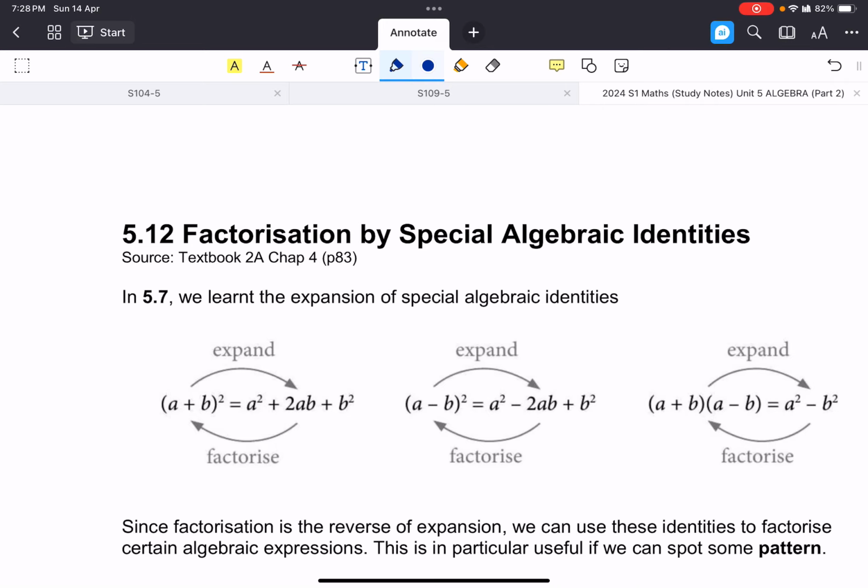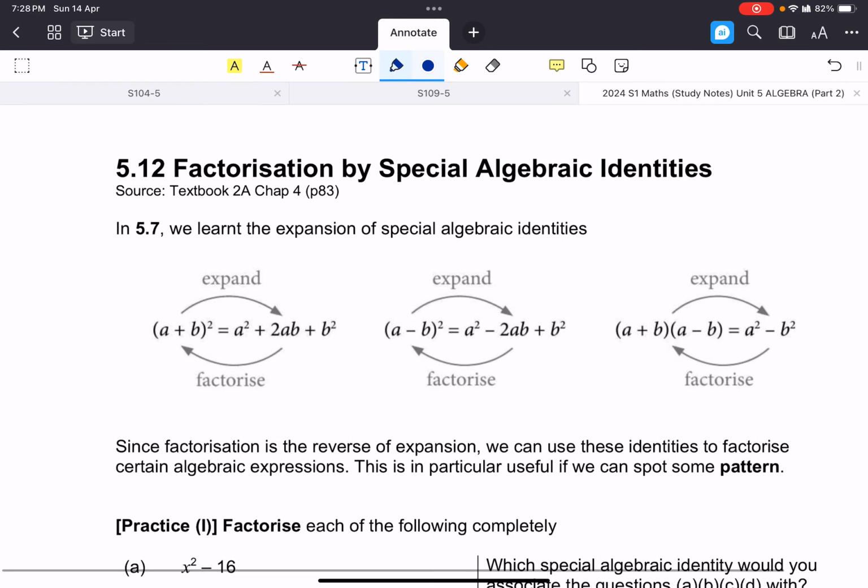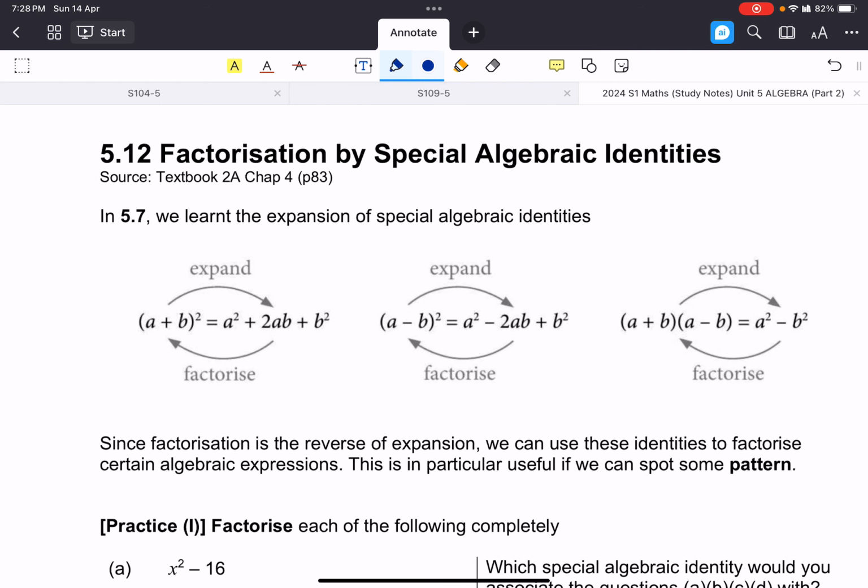Hello students, welcome back. So the fourth part of this factorization of algebraic expression. This time round we want to look at identities. So what are identities? Well, these are the identities that we're talking about.